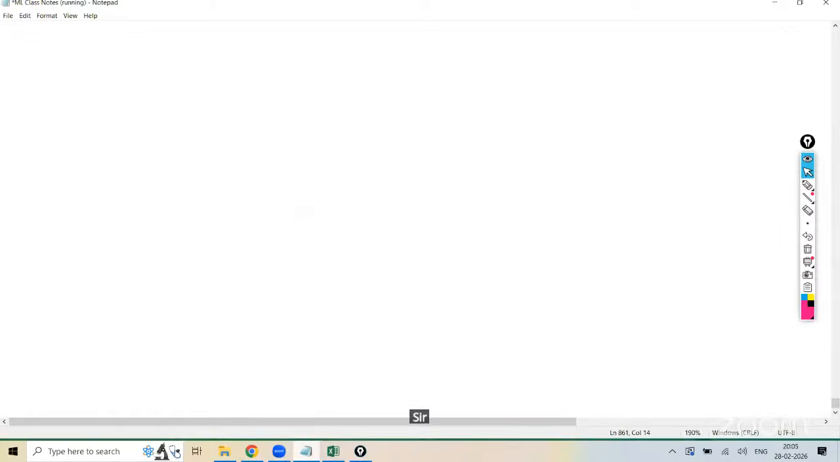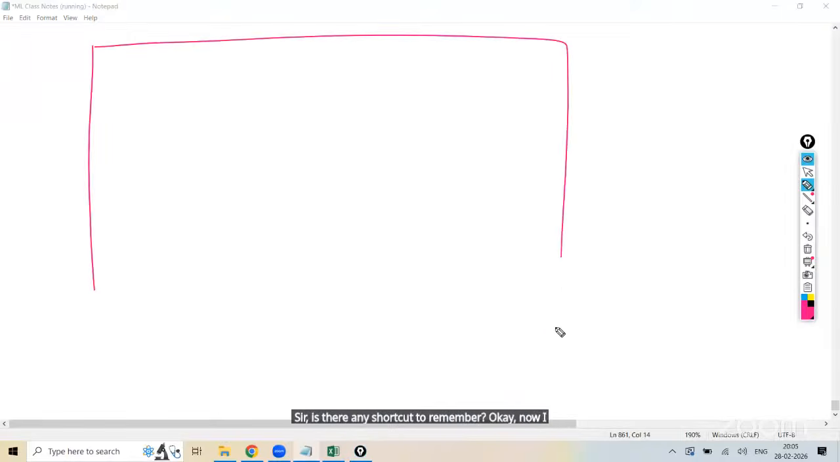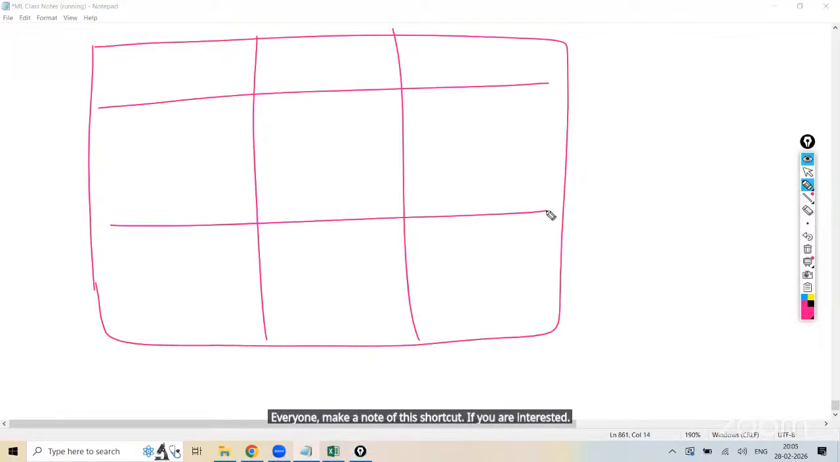Sir, is there any shortcut to remember? Okay, now I will tell you a shortcut. Everyone make a note of this shortcut. If you are interested, shortcut. Easy to remember, dead easy to remember. Okay, one side you write the actual. One side you write the predict.